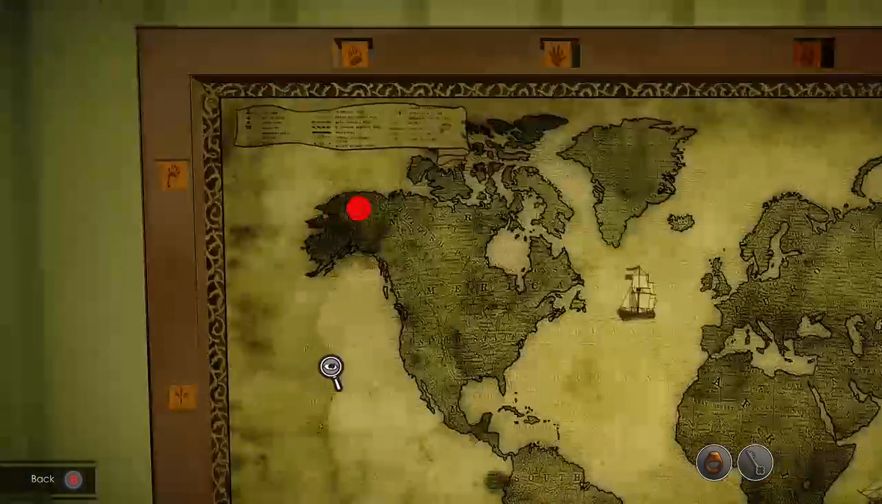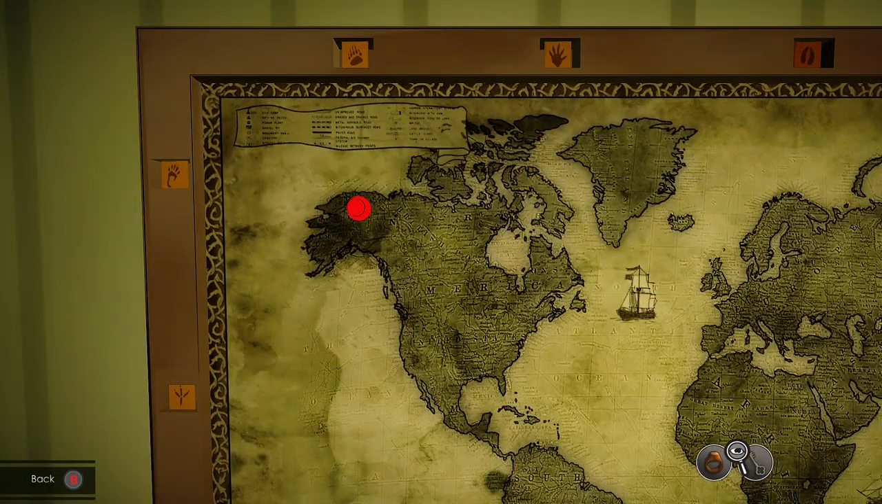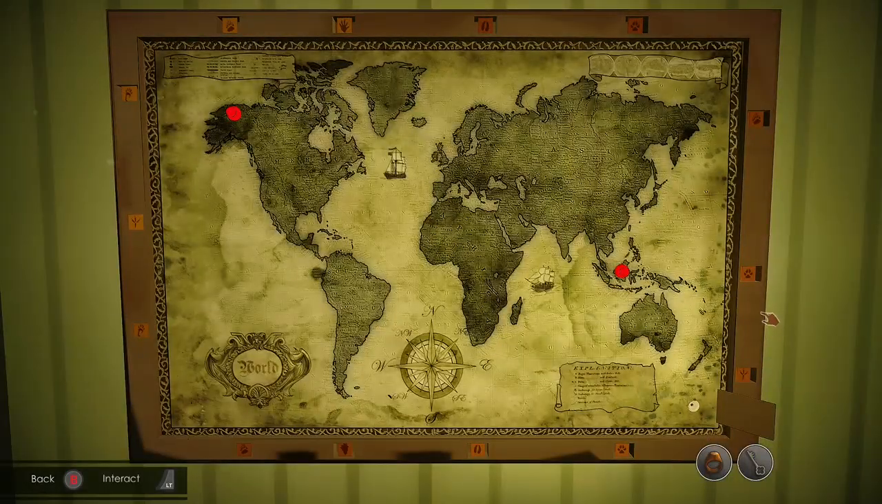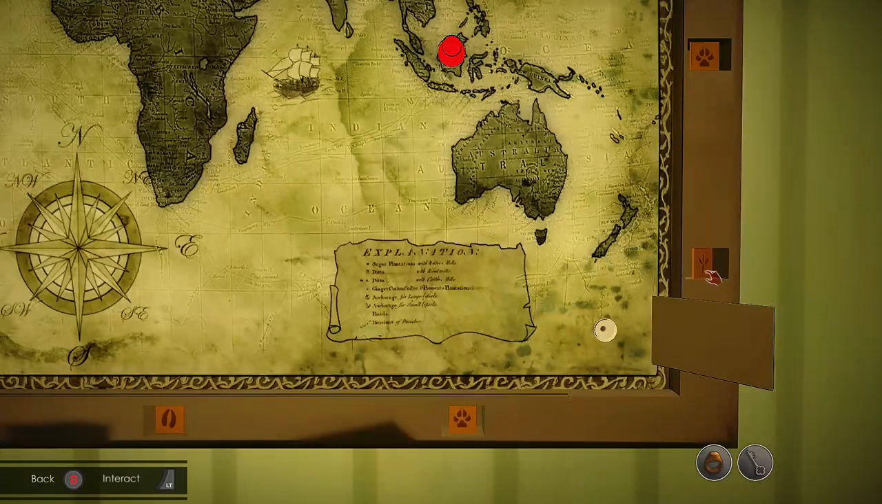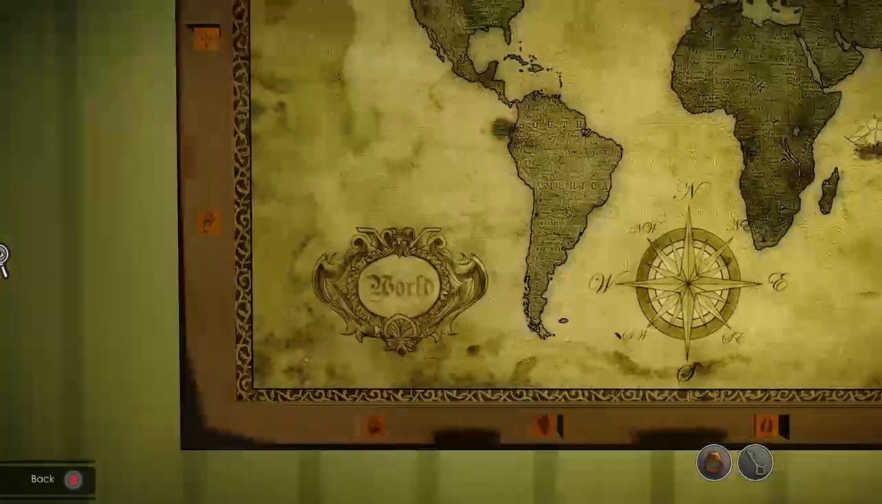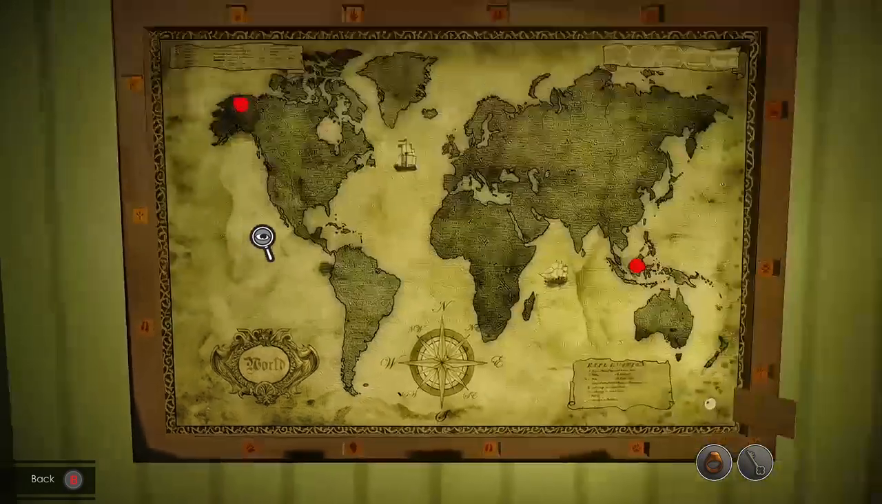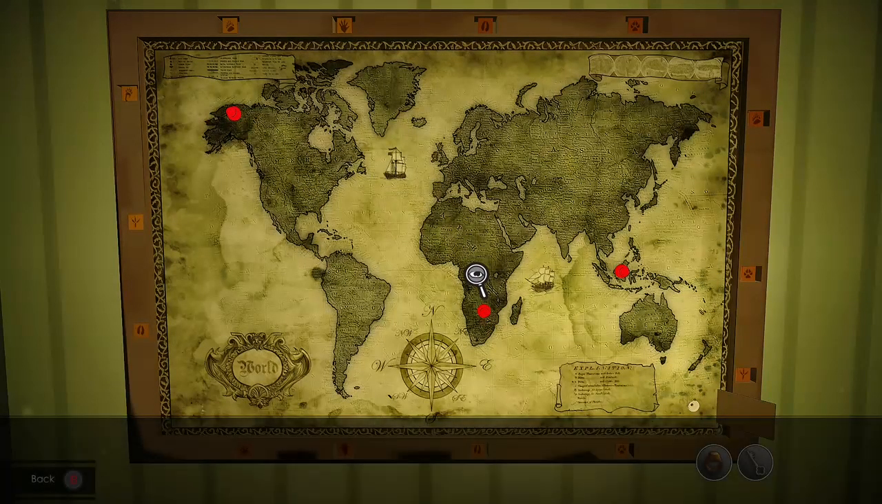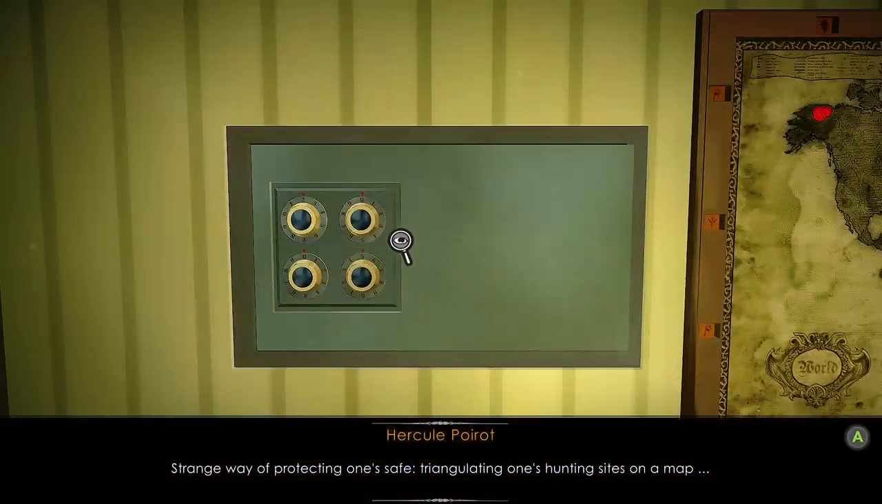So there's the UK, which means Africa is here. Libya. But I guess it must be Libya. Nope. Oh. I mean, that's there. The African one. There we go. So we've got the Sumatran, the... I heard the sound of a mechanism. Oh. Strange way of protecting one.